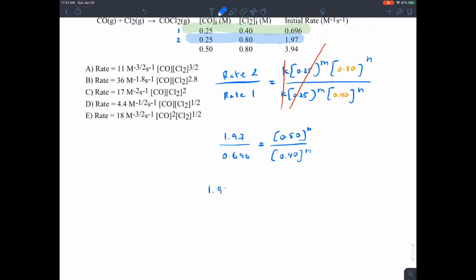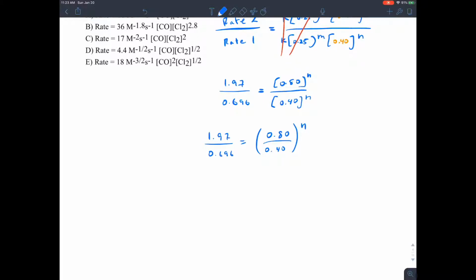So 1.97 over 0.696, well, we can combine these because they both have the same exponent. So we can write it like this. 0.80 over 0.40 to the nth power is equal to this ratio that we see on the other side of the equal sign. Let's figure out what that ratio is.